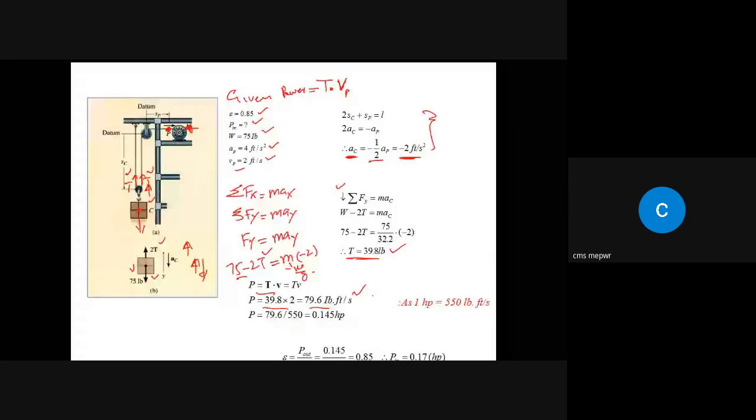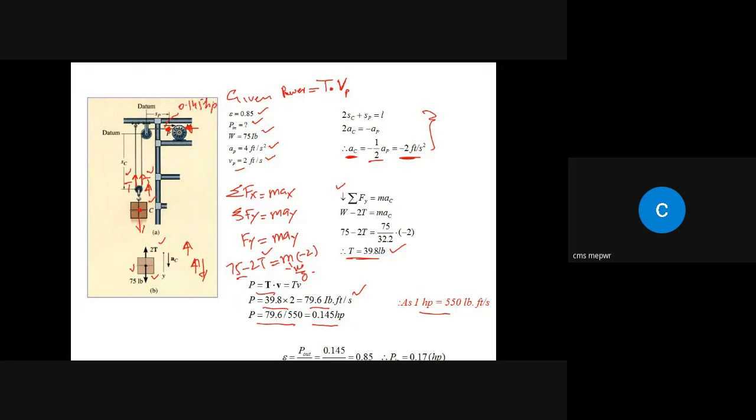ठीक है? This power is in foot pound per second. If you want to convert it into horsepower, you need to divide it by 550. Why? Because 1 horsepower is equal to 550 foot pound per second, right? So how much power is required? 0.145 horsepower. So the power that we required here is 0.145 horsepower.